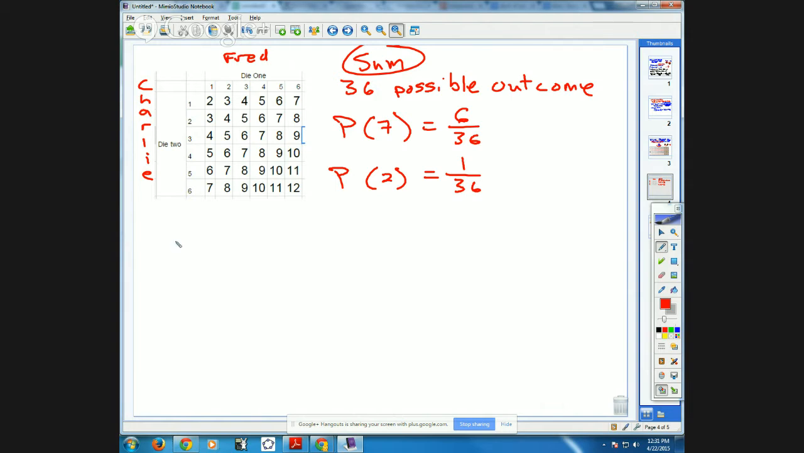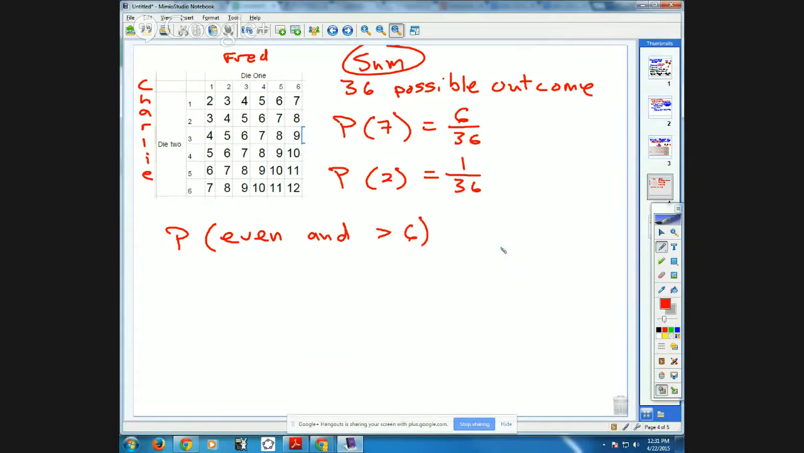So let's look at some options. Let's say, what is the probability of rolling an even sum and, let's see, an even sum that is greater than 6. So I want to look at those two together.